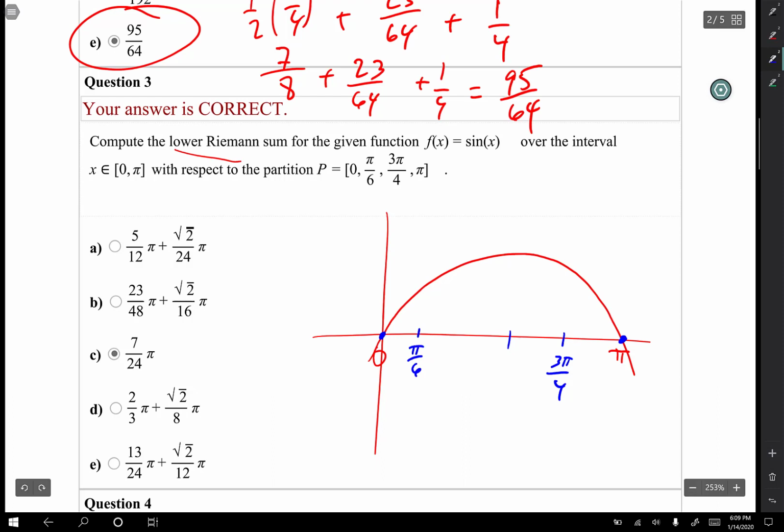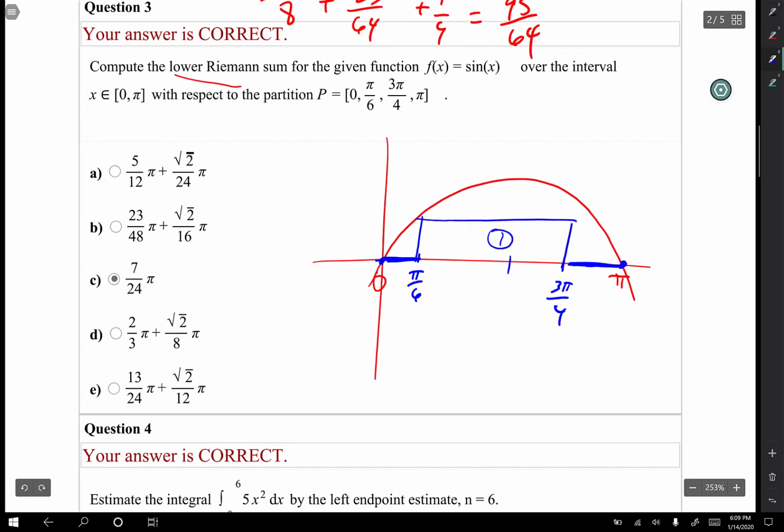So lowest between 0 and pi over 6 is 0. Lowest between pi over 6 and 3 pi over 4 is pi over 6. And then lowest between 3 pi over 4 and pi is 0. So I'm just going to calculate this one rectangle, guys.